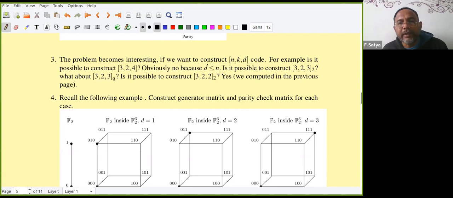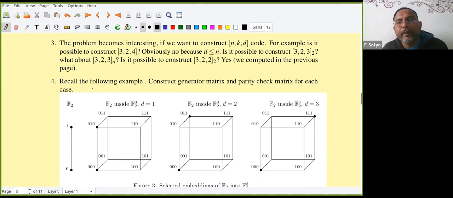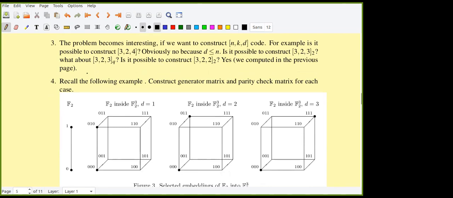Obviously no, because first of all, D less than or equal to N also will help. Even you no need to go to N minus DK plus 1, because here N equal to 3. I gave a much simpler one, N equal to 3. How can a distance be 4, right? Is it possible to construct (3,3)? Yes, right. So what is (3,3) means? Repetition code. Exactly.